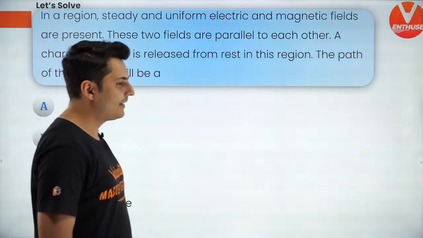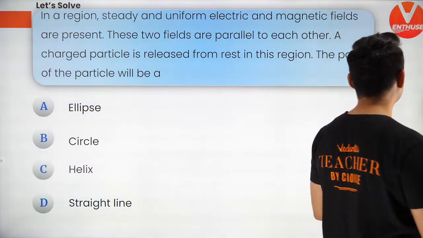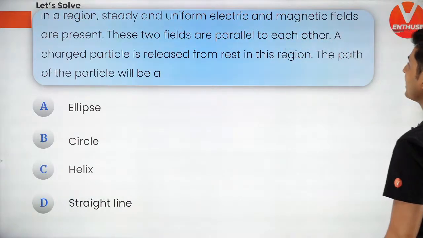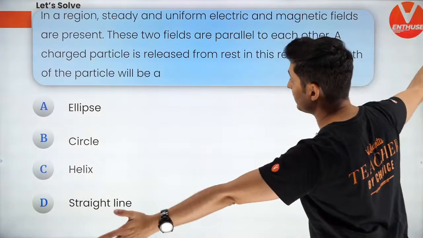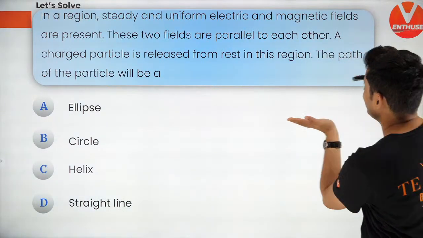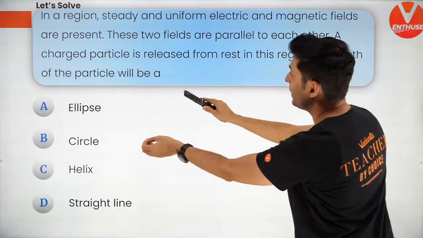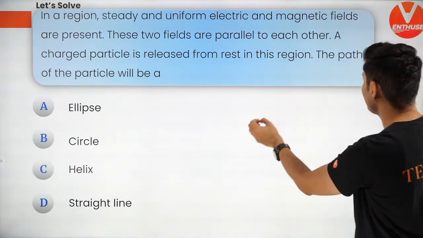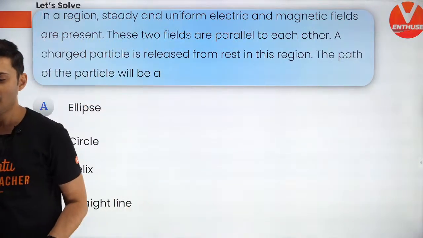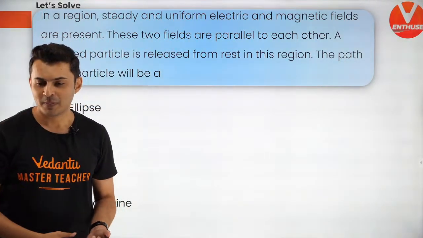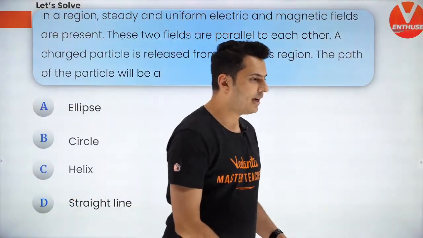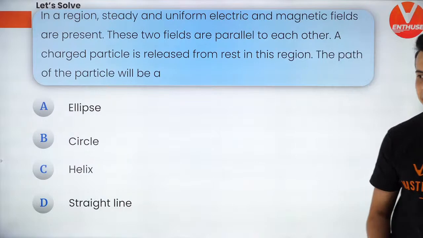On your screen, next question coming up. Come on, guys, start solving. In a region, steady and uniform electric and magnetic fields both are present. Yes, both are present. These two fields are parallel to each other. A charged particle is released from rest in this region. The path taken by the particle will be. Come on, think. What should be the path taken by the particle, guys?